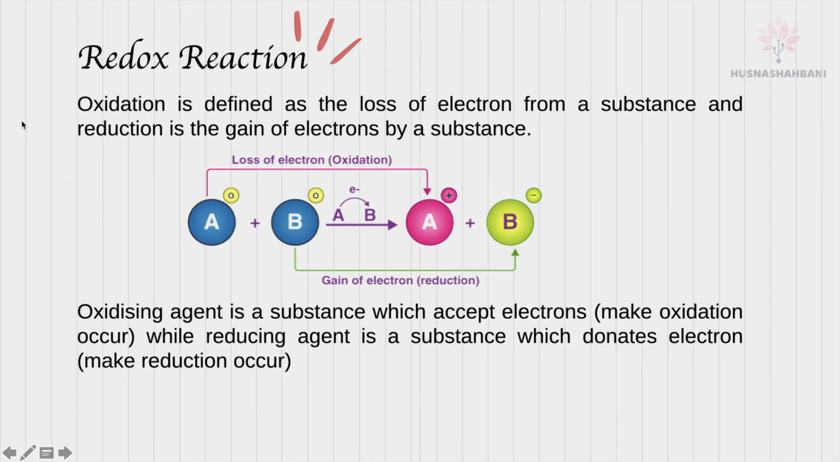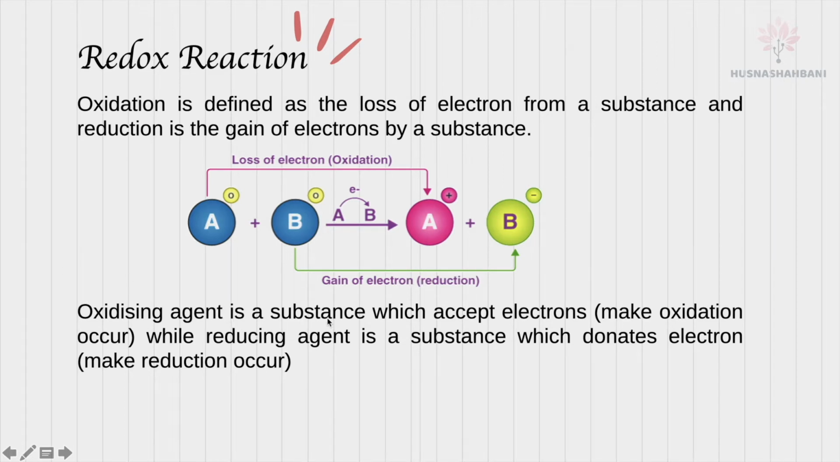Redox reaction. Oxidation is defined as the loss of electrons from a substance, and reduction is the gain of electrons by a substance. A becomes A positive charge, so neutral 0 becomes positive charge, meaning it's a loss of electrons. It's an oxidation process. B charge 0 then becomes negatively charged. It's called a reduction process because of the gain of electrons.